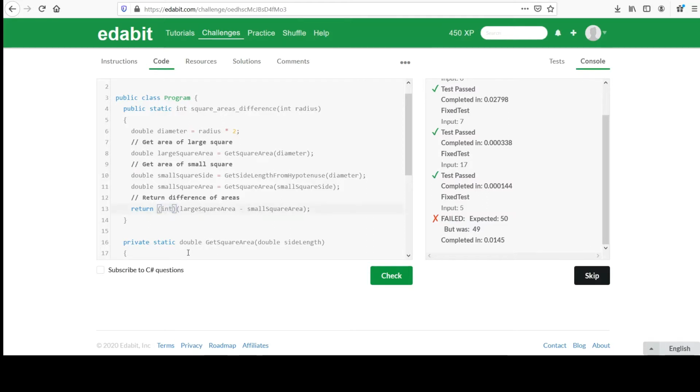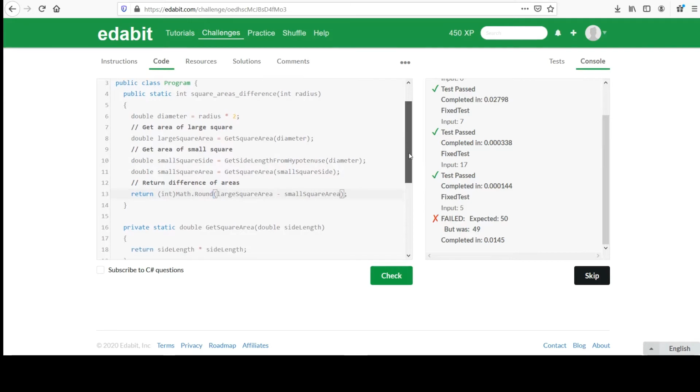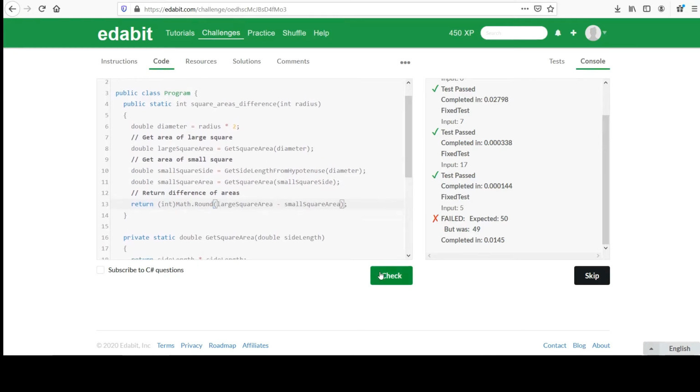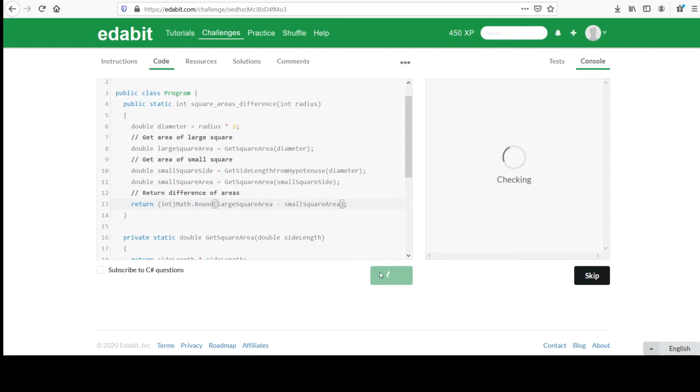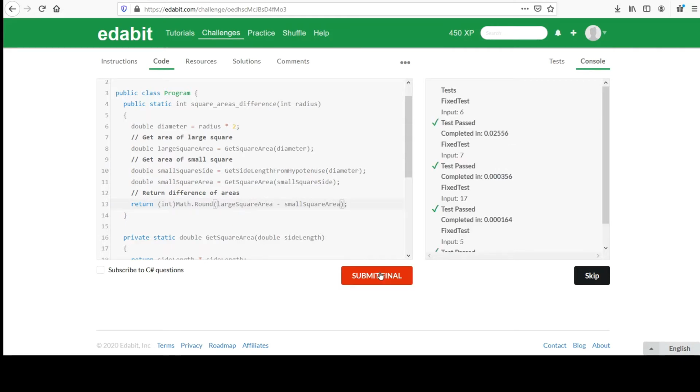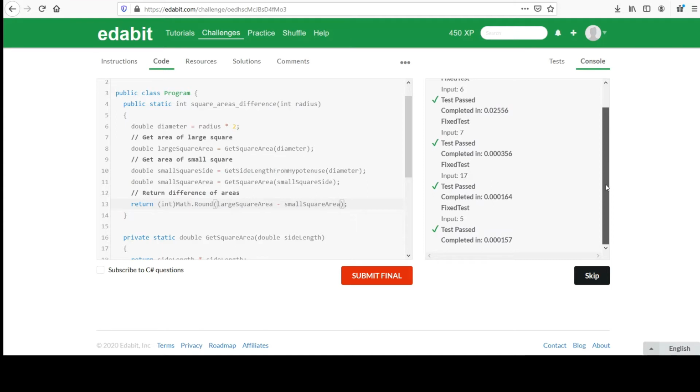So let's add that math round back in. See if that fixes everything. And sure enough, it did. That final test there came out right. So good.